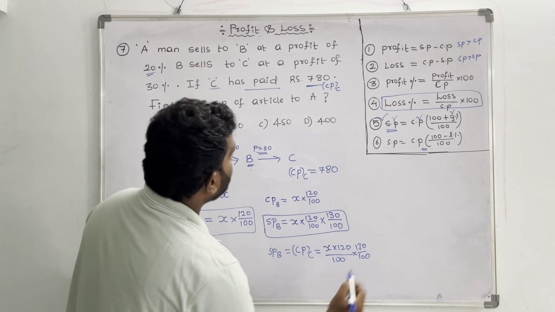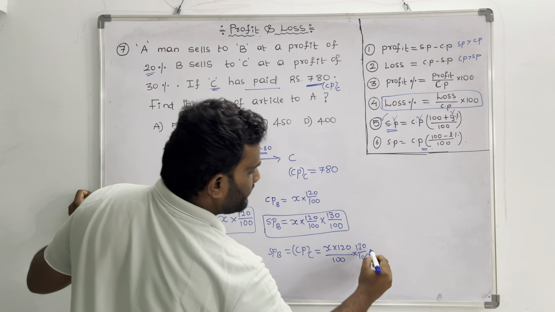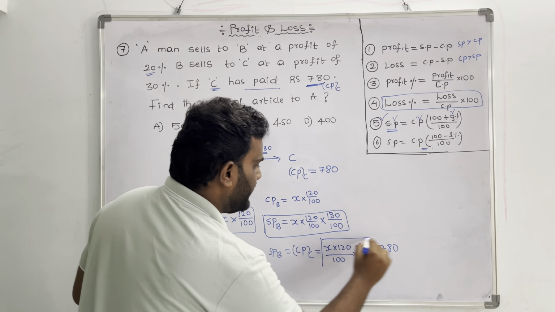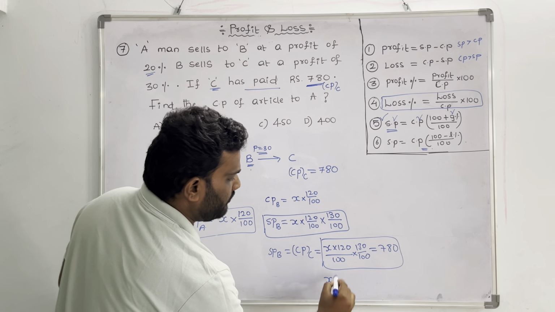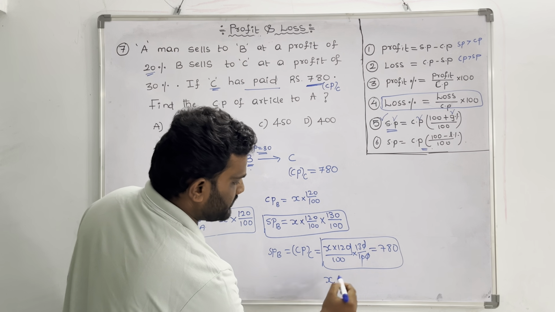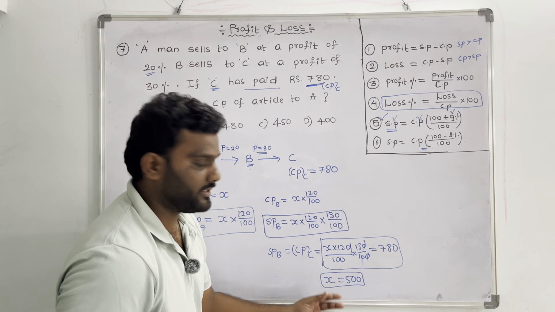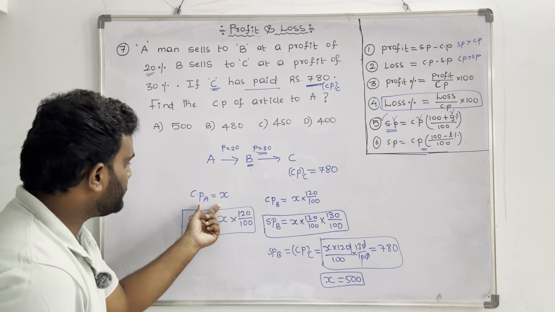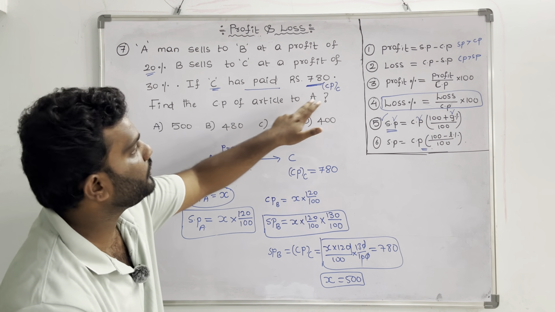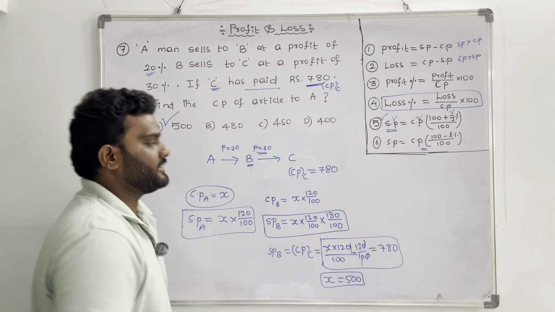But in the question, cost price for C is given as 780, right? Make this equal to 780. Simple simplification, find x. If you solve for x, 100s cancel, and x will be 500. Okay, this is the process. What is the x we assumed? Cost price of A. So what is he asking? Find the cost price of the article to A. Answer is 500. Option A is the right answer.